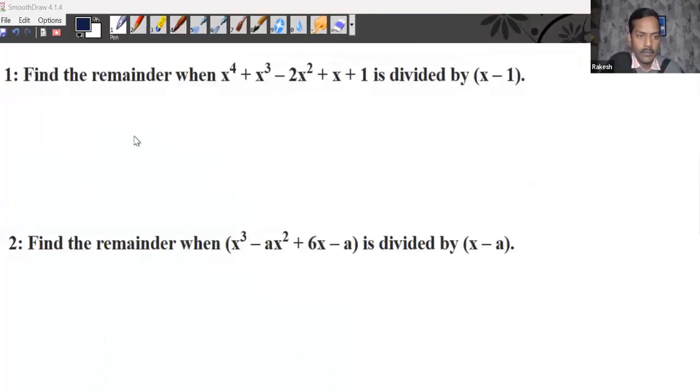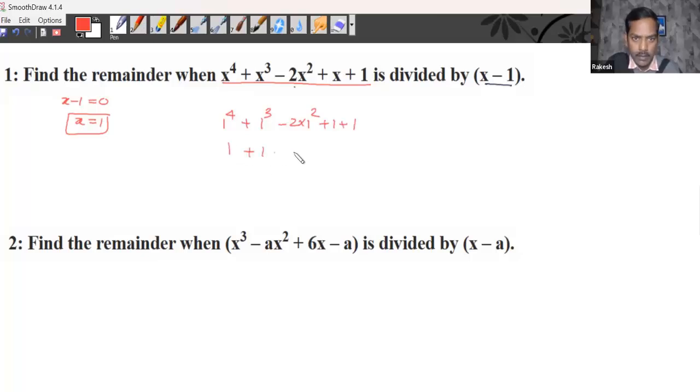Okay, so let's take the first question. I'm taking two questions just to explain the concept. We have to find the remainder when this thing is divided by this. Very simple. We should find the 0 of this divisor, so x minus 1 should be equated with 0. We'll get the value of x is equal to 1. Directly, we substitute x to be 1 here. So this will become 1 to the power 4 plus 1 cube minus 2 into 1 square plus 1 plus 1. This will be 1, this will be 1, this is minus 2, this is plus 1, this is plus 1. This will get cancelled out, so we'll get 2. So 2 is the remainder when this expression is divided by x minus 1.